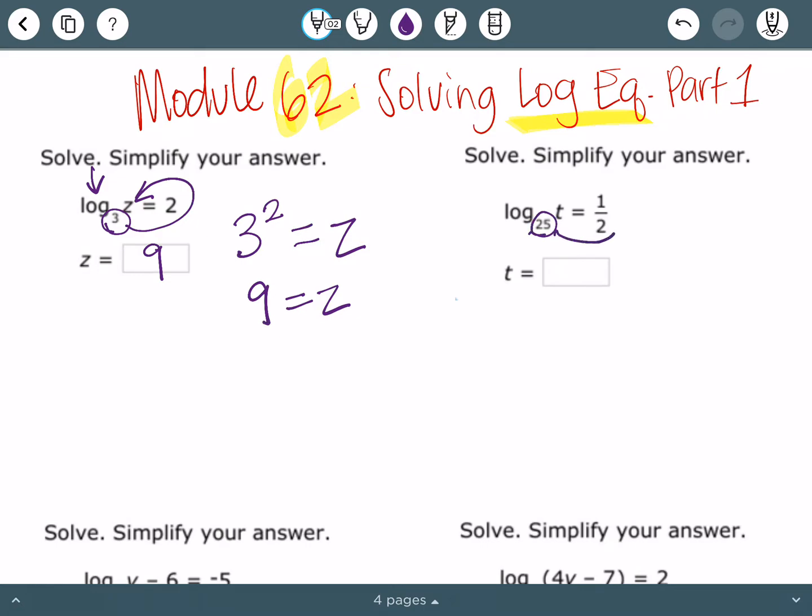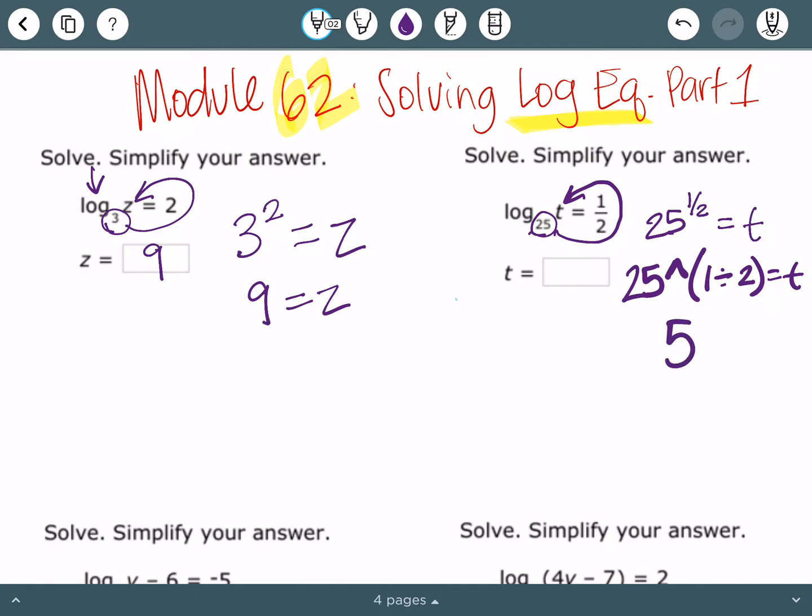We have 25 to the power of 1/2 equals t. I'm going to go to my calculator for this one. I'm going to type in 25 to the power of, remember that's that little caret button, it's right below the pi button. I'm going to put parentheses 1 divided by 2. Always want to put parentheses when I'm using fractions. I know that's going to be equal to t, and when I press enter, I'm going to see that it equals 5.